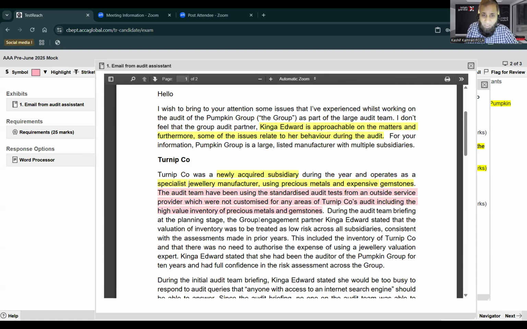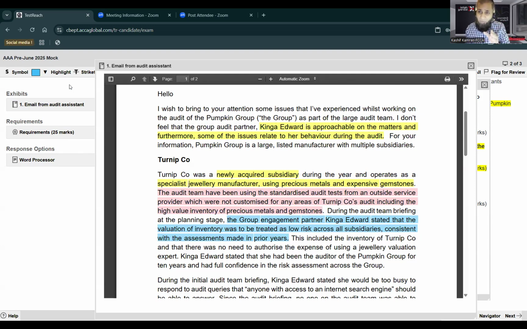So that's another problem. Next, during the audit team briefing, which takes place at the planning stage, the group engagement partner, Kinga, stated that the valuation of inventory was to be treated as low risk across all subsidiaries, consistent with the assessment made in the prior year. Look at the statement of the partner, quite a shocking statement. He's saying that we have to treat the inventory valuation across all subsidiaries as a low risk area in line with the assessment made in the prior year.